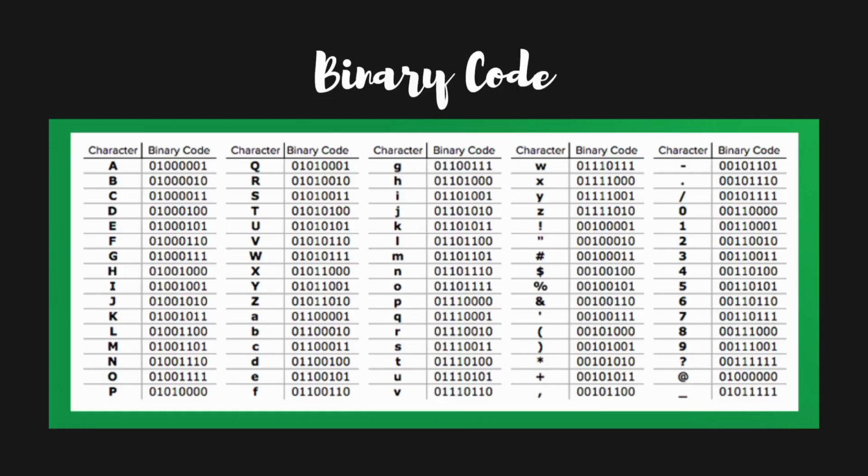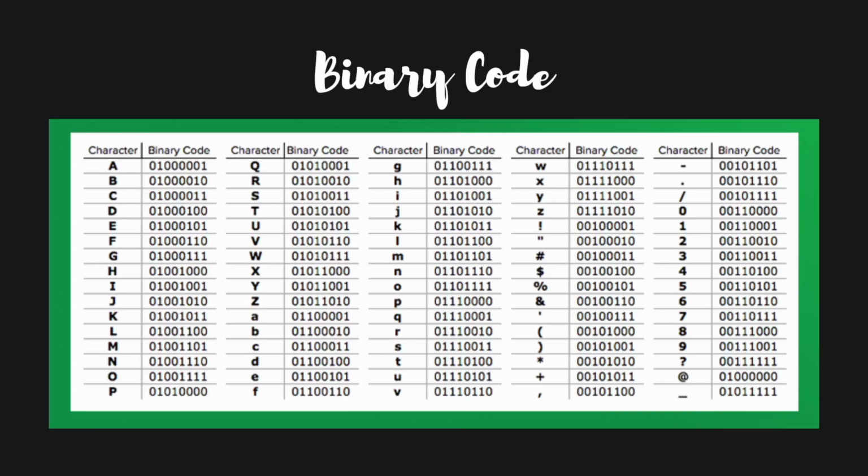As we know, in the past programmers used binary code to communicate with the computer. As you see on the screen, there are many characters and every character has its individual binary code. A has a separate binary code and B has its own binary code. In this way, every character has its own type of binary code.